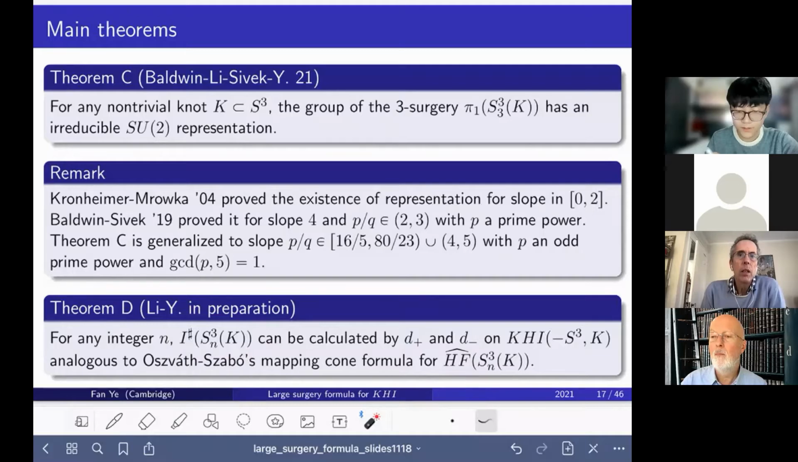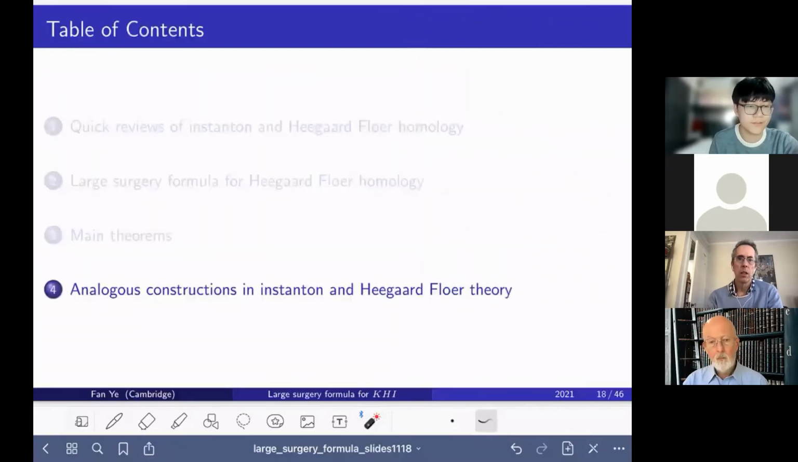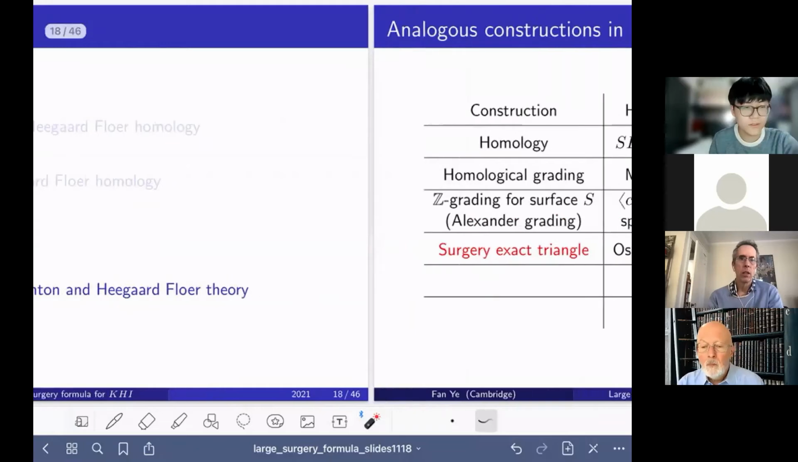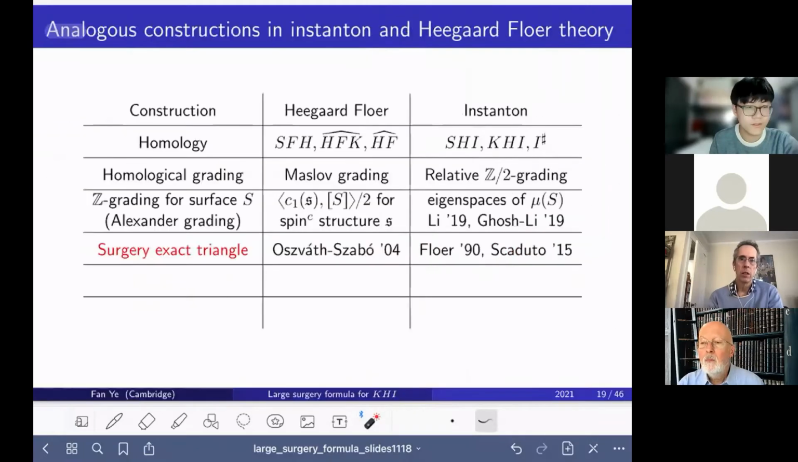Okay, so maybe then let me go to the next part, and I will introduce the analogous constructions in instanton and Heegaard Floer theory. First, let me review the notations of Heegaard Floer theory and instanton theory.